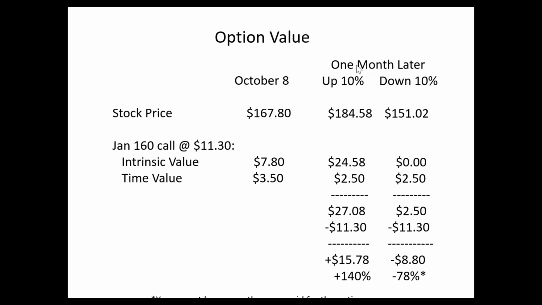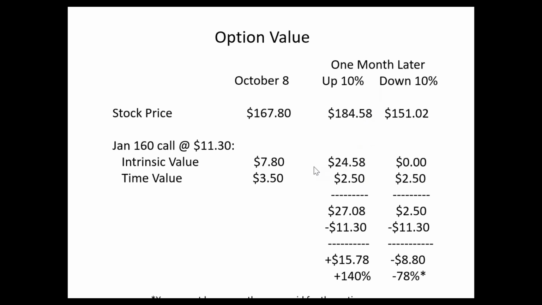Let's fast forward 1 month later and say McDonald's is up 10%. It went from 167.80 to 184.58. Intrinsic value now is the difference between 184.58 and 160, or $24.58.